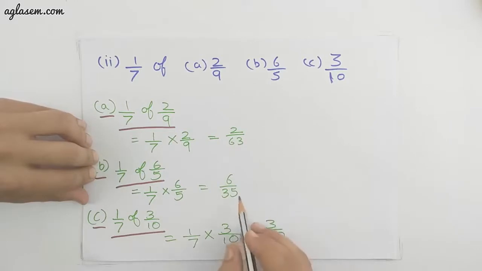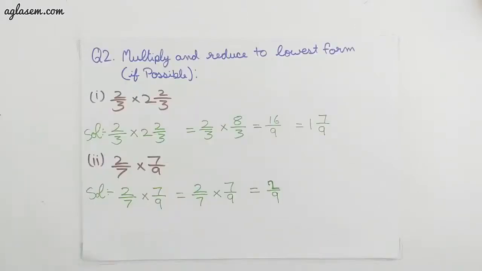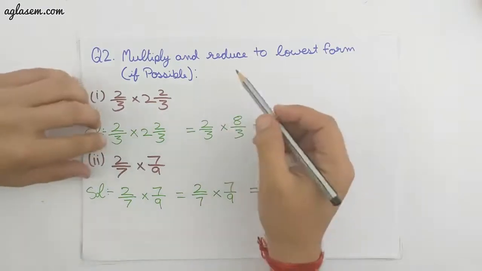Basically, a proper fraction is when the bottom number is greater than the top number. So the third part, C part, is 1 by 7 multiply by 3 by 10, which will give us 3 by 70. Again, it is a proper fraction. Let's move to the second question of this exercise, which is multiply and reduce to the lowest form.